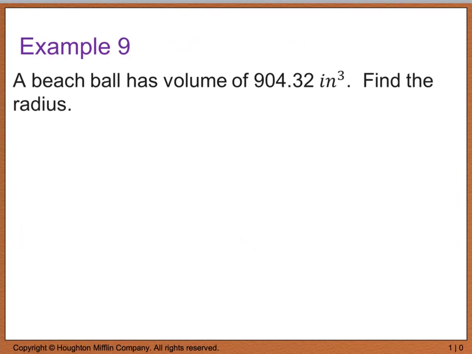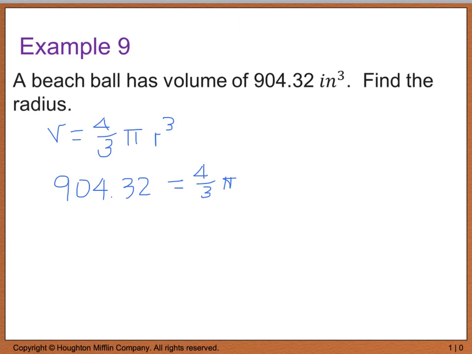So our last example for section 1.1 says a beach ball has a volume of 904.32 cubic inches. We want to go ahead and find the radius. Well, a beach ball, if you recall, is a sphere, and the volume of a sphere is equal to 4/3 pi r cubed. So what we have to do now is plug in what we know, which is our volume. So I have 904.32 cubic inches is equal to 4/3 times pi times r cubed. So now I have to isolate this r cubed value so that we can get r by itself in the end.